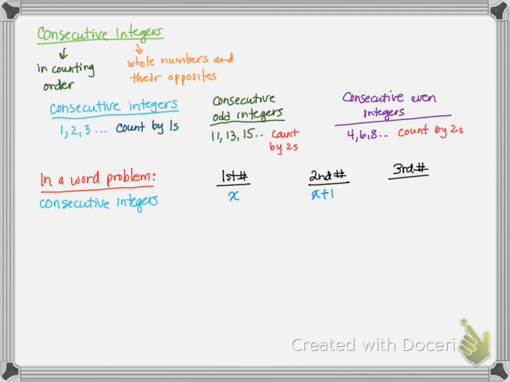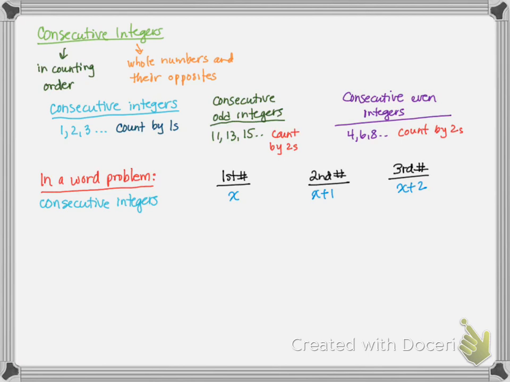Well, what would I add to 2 to get to 3? I'd have to add 1 more. What would I do to 1 to get to 3? I'd have to add 2. So our pattern is our first number is just the variable, and then we add 1, add 2, add 3, and so on.